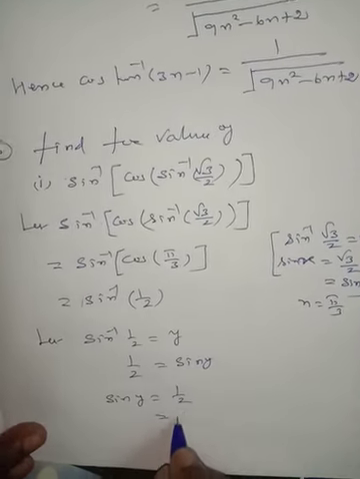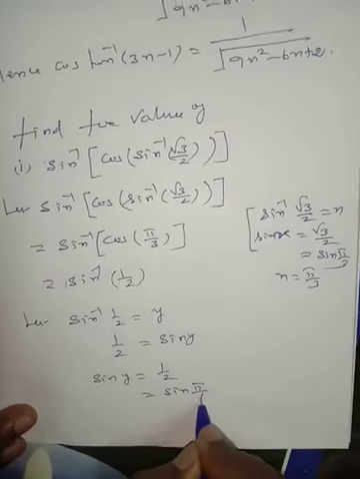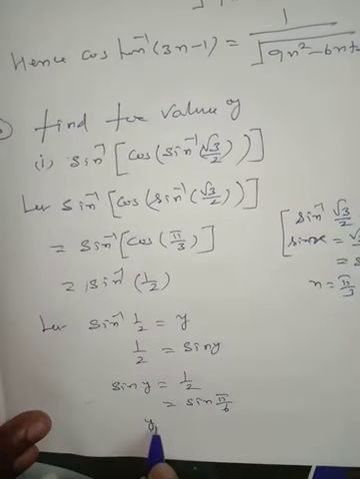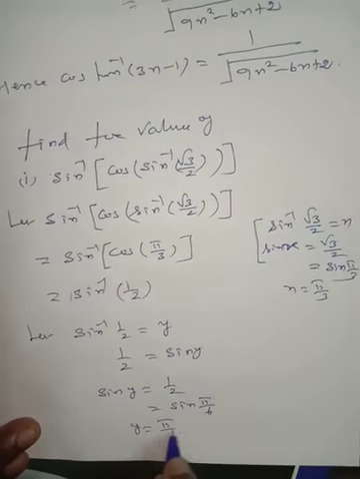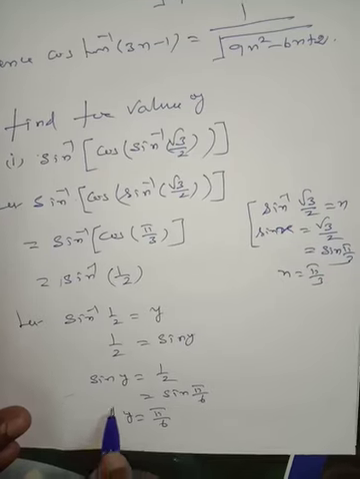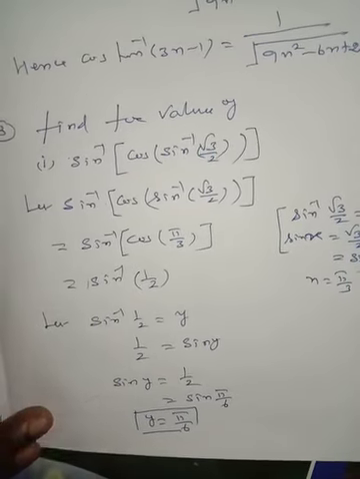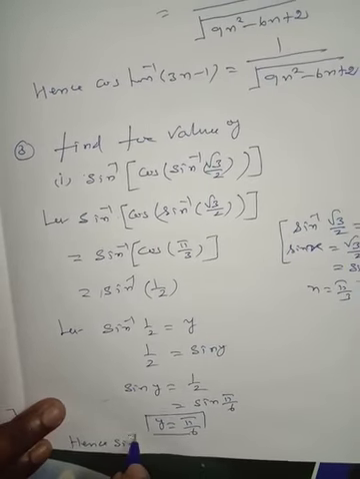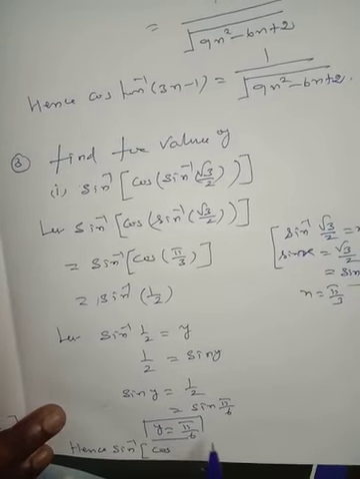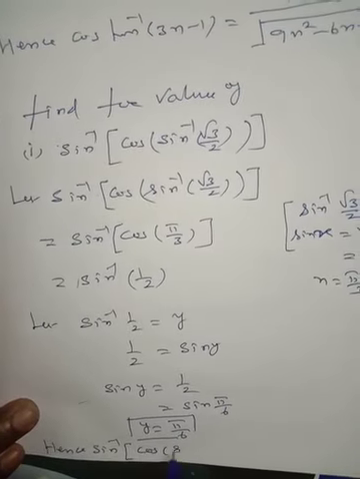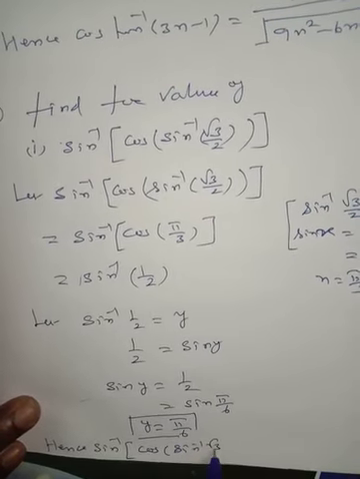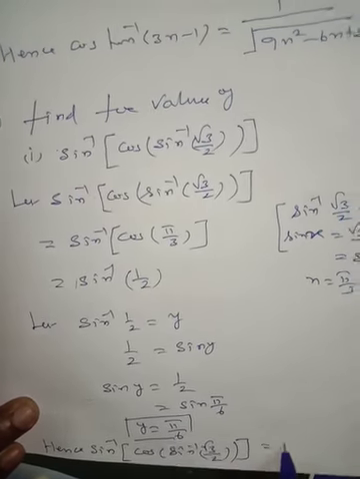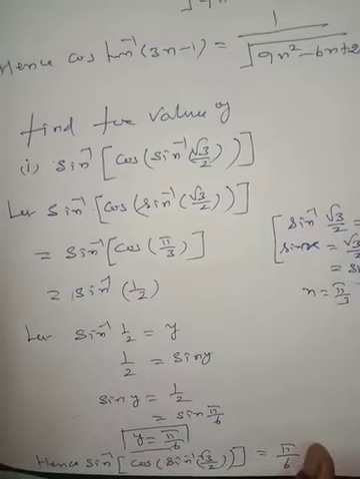Sin pi by 6 is 1 by 2. Taking sin inverse on both sides, we have y is equal to pi by 6. Now y is the total answer. Hence sin inverse of cos of sin inverse of root 3 divided by 2 is pi by 6. Hence the result.